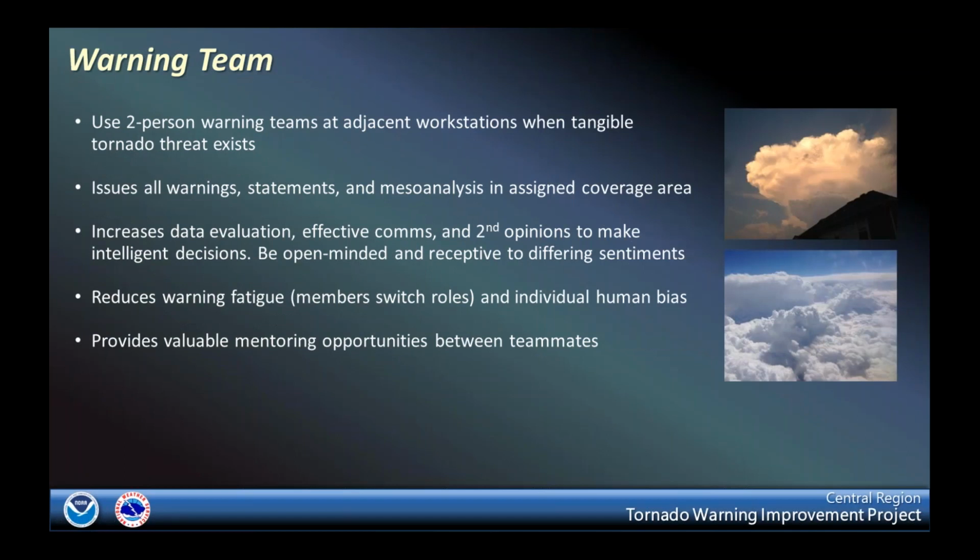Warning teams. Some of you in your offices probably do use this. We find this to be a very good thing to do in discussions on the TWIP. This specifically is two-person warning teams at adjacent workstations, most often anytime there's a tangible tornado threat. Now, of course, this does depend on staffing, and with the current state of things with COVID, it's difficult to do some of this, but normally two-person warning teams is a very important thing. It has a lot of benefits.